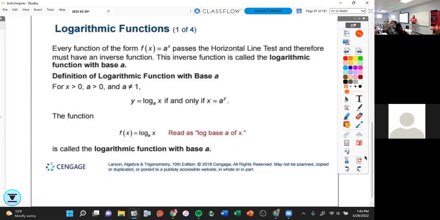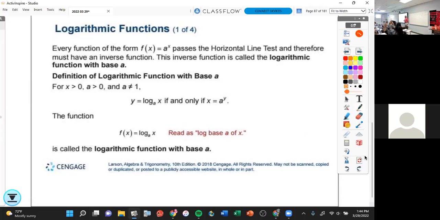In 5.1, we dealt with exponential functions. F of x equals a to the x power. F of x equals a to the x is an exponential because the exponent is the variable. Okay. An exponential function does pass the horizontal line test. If a function passes the horizontal line test, that makes it 1-to-1. And if a function is 1-to-1, that means it has an inverse, right? The inverse to this function are the logarithmic functions, base a.